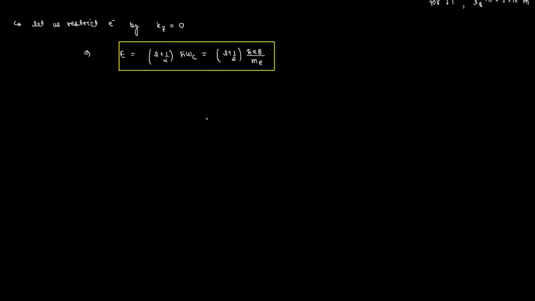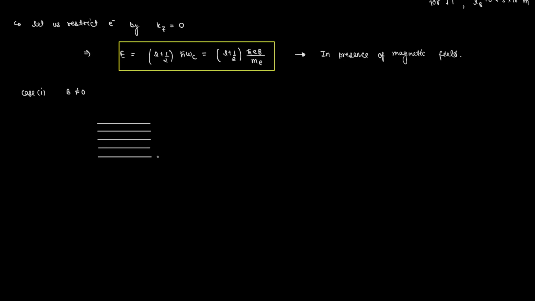For that, let us restrict the electron by forcing the Kz value to be 0. So therefore, the energy in this situation will be simply (L plus half) times h cut omega c, and if you substitute omega c, it will be (L plus half) h cut eB divided by mass of electron. This is the situation in the presence of magnetic field. So in the case when there is magnetic field, the energy levels of electrons become equally spaced with the gap between each level proportional to the magnetic field.